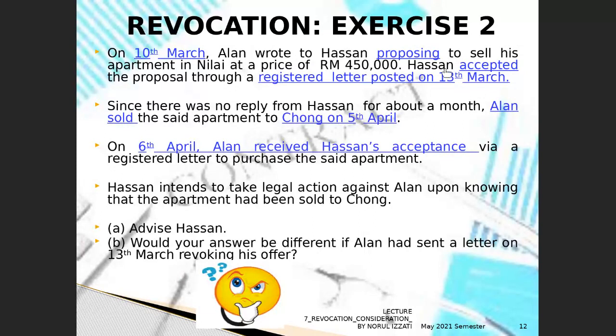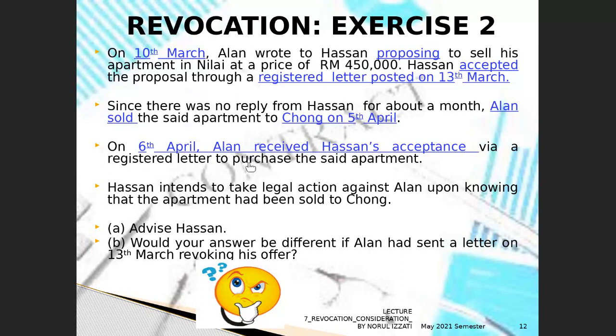Okay, now there is the issue here. Since there was no reply from Hassan for about a month, maybe the letter is going nowhere. Okay, and then Alan sold the house or the apartment to Chong on 5th of April. See, you did not receive the letter, then you think that the acceptance is not being made, then you sell to someone else. This is something that you have to be careful as well. On 6th of April, Alan received the letter of acceptance via registered letter to purchase the said apartment. So can you see that a day after he sold the apartment to someone else, only then he received the letter of acceptance.